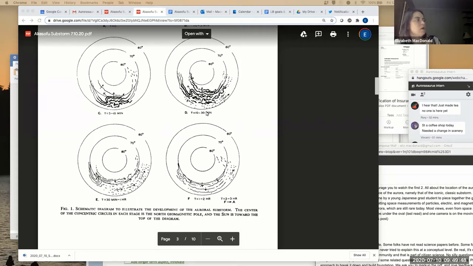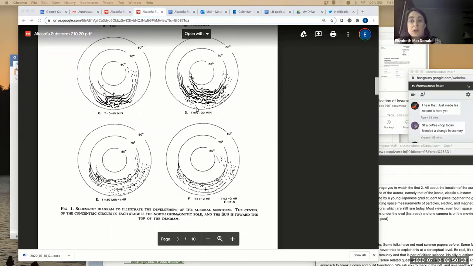Yes, so A, B, C, and D are kind of all like this. Something exciting has happened, all within maybe half an hour. You can take all these time frames with a grain of salt here, because there's a lot of variation in a classic substorm.